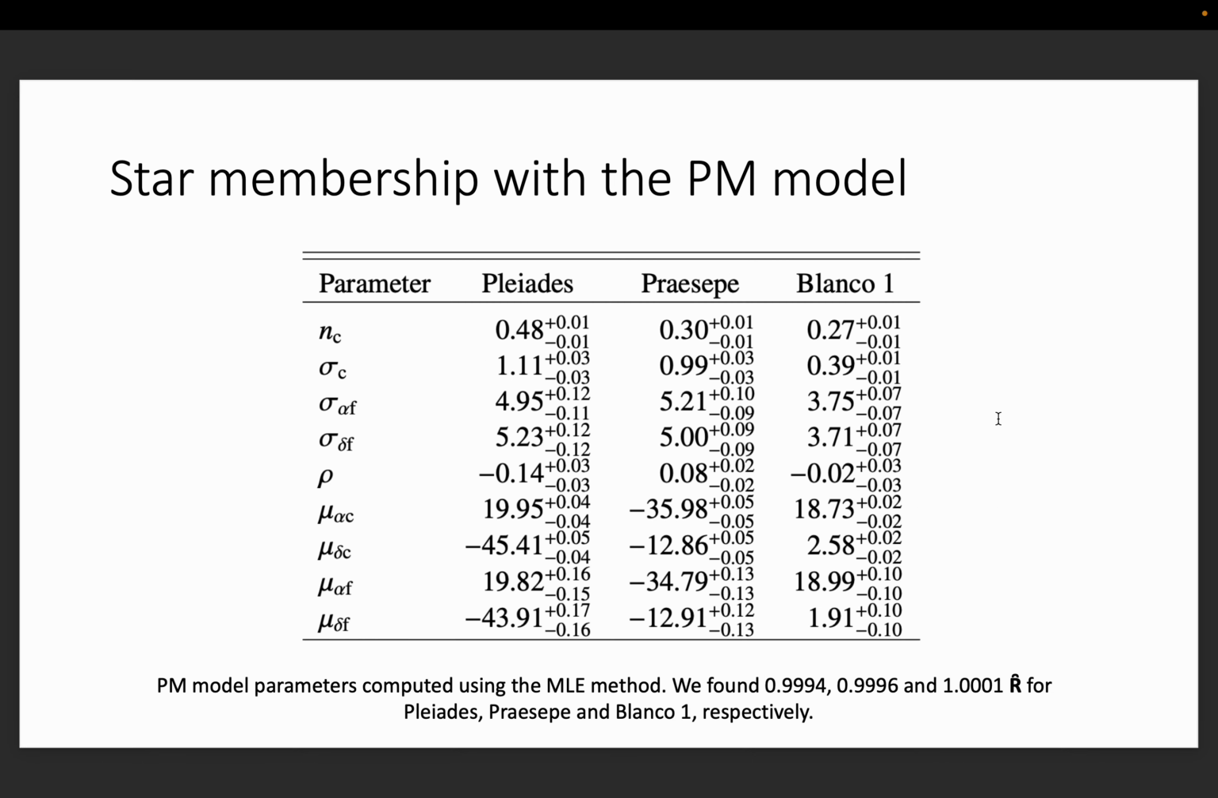This table shows the results for the Pleiades, Praesepe, and Blanco 1, the three clusters. Here we have the parameters for the proper motion models with their uncertainties and the Gelman-Rubin statistic.